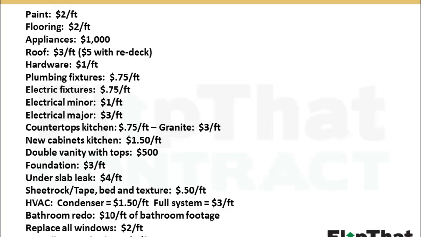Central heat and air, if you need to replace just the condensers, it's about $1.50 a foot. The full system is about $3 a foot. To redo a bathroom is about $10 a foot of the bathroom square footage. Replace all windows in the house is about $2 a foot, and you always want to include, if you're doing it longhand, a $1 a foot miscellaneous budget.